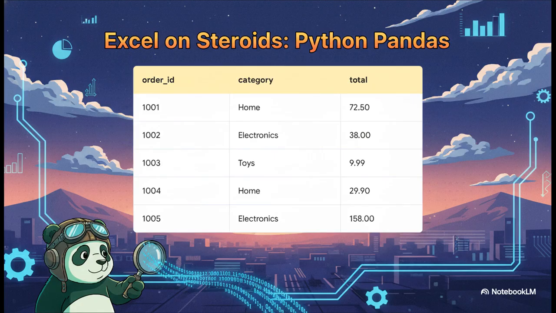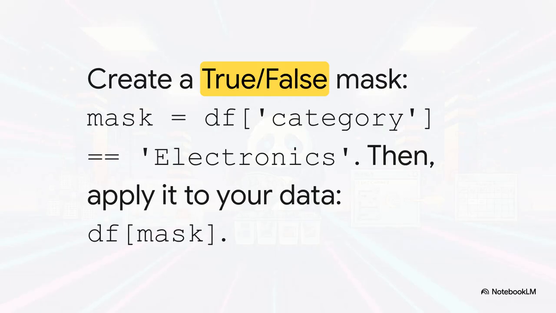Here's our full little data set of orders. As you can see, we've got all the categories mixed together: home, electronics, and toys. But what if we only care about the electronics sales? Check this out. This one little line of code creates our sieve. We're creating what's called a mask. And for every single row, it asks, is the value in the category column equal to electronics?